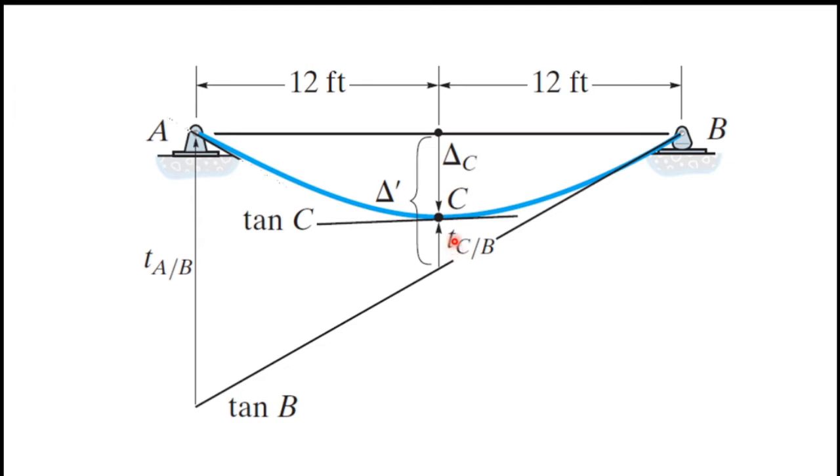Then TCB. I marked the deflection of point C with respect to tan B. You can see I measured it from tan B to point C. So this is the t of C with respect to B, so we can say TCB. Using the moment area theorem, we can find these two values. The only thing we have left is delta dash. It's simple, no? Delta dash equals delta C plus TCB. So those are the notations.